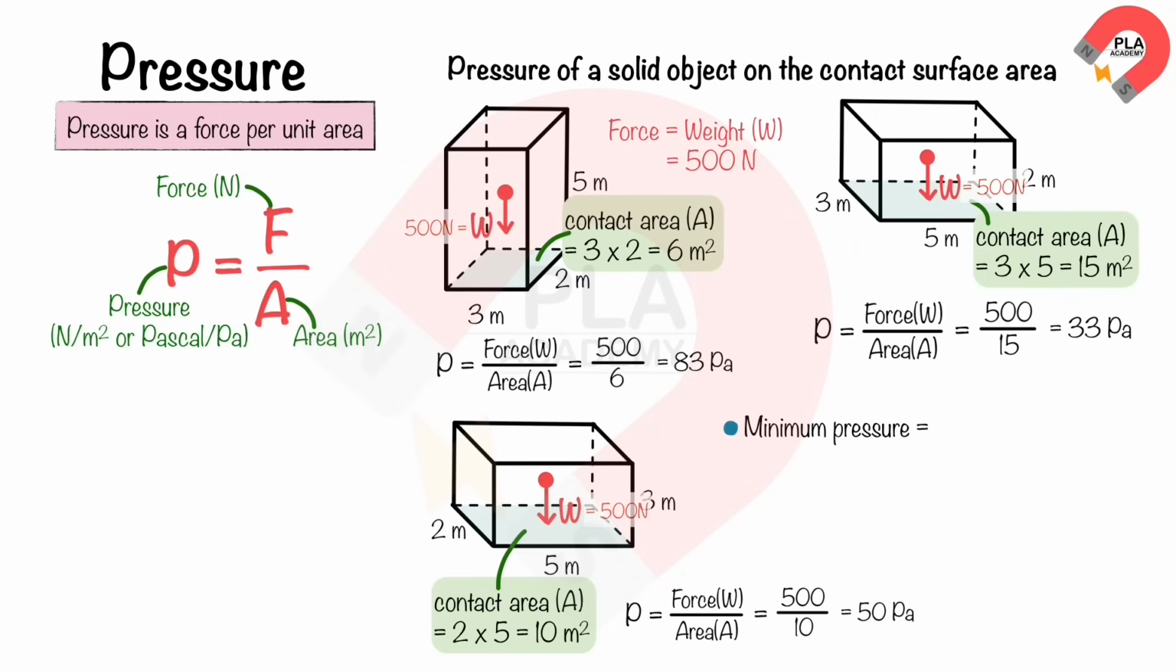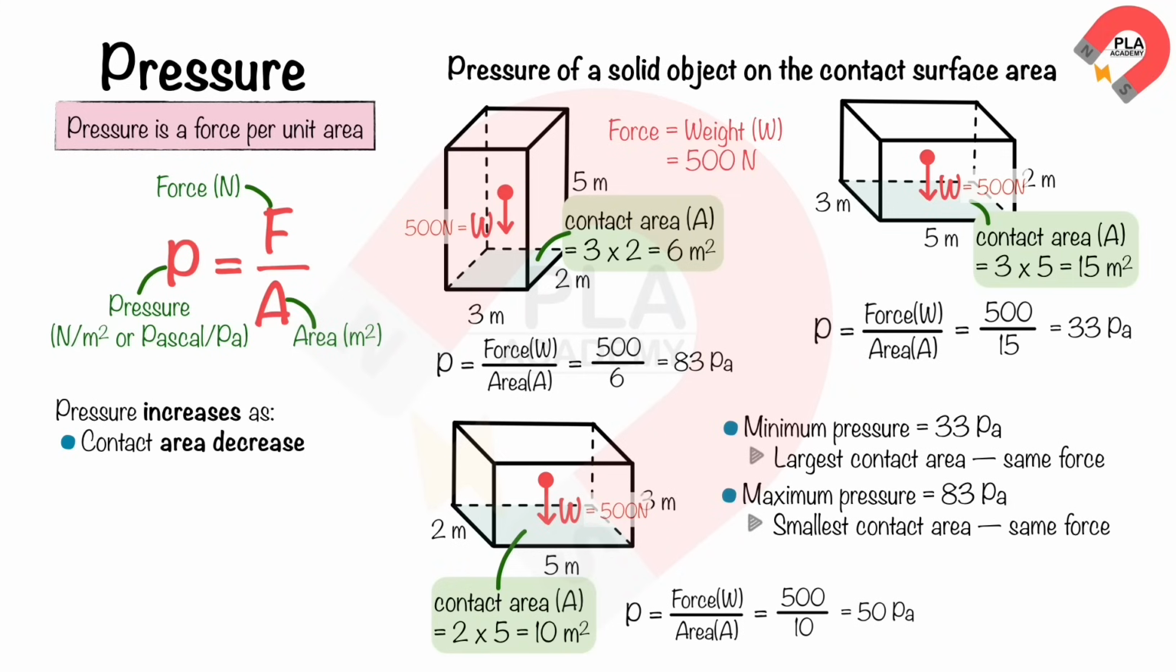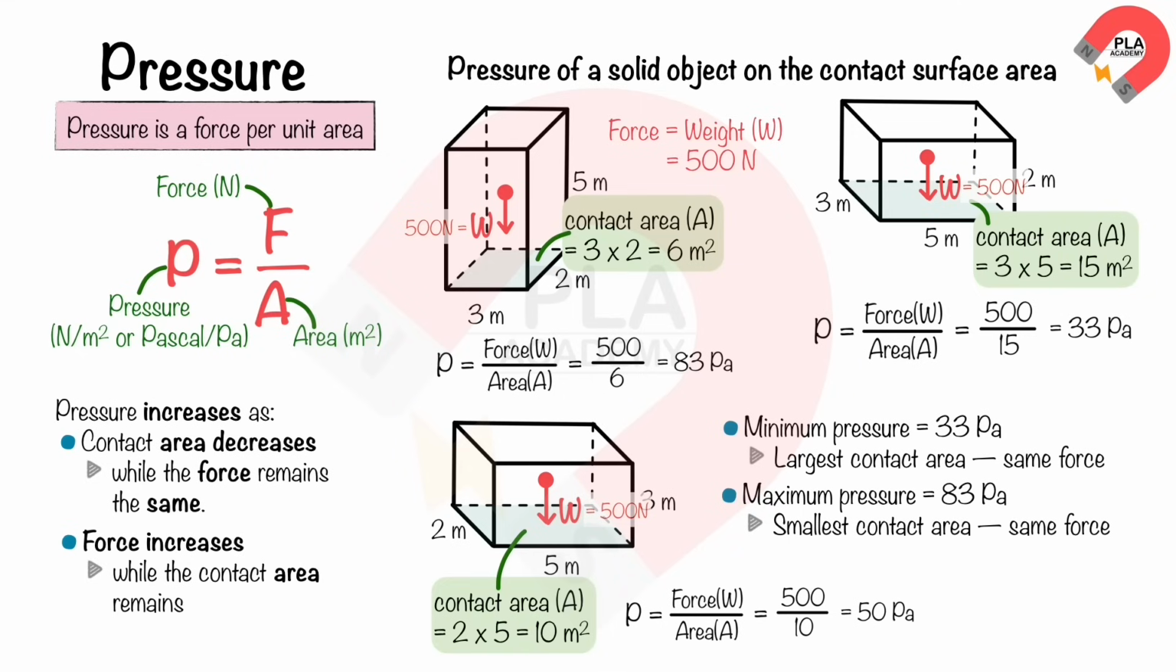We can conclude the minimum pressure is 33 pascals, when the contact area is largest, while force remains the same. And the maximum pressure is 83 pascals, when the contact area is smallest, while force remains the same. From this information, we can conclude that the pressure increases as the contact area decreases while the force remains the same. In the opposite way, the pressure increases as the force increases while the contact area remains the same.